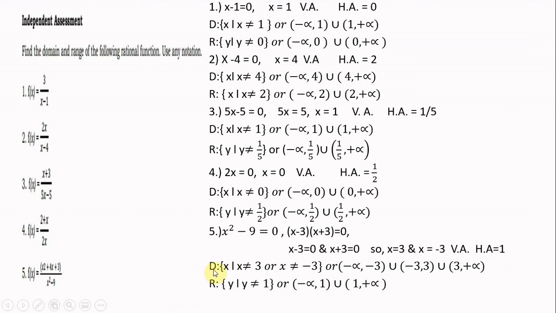Okay. So our domain is a set of x such that x should not be equal to 3 or x should not be equal to negative 3, or on the interval negative infinity and negative 3, union negative 3 and positive 3, union positive 3 and positive infinity. And our range is a set of y such that y should not be equal to 1 in set builder form, or on the interval negative infinity and 1, union 1 and positive infinity.